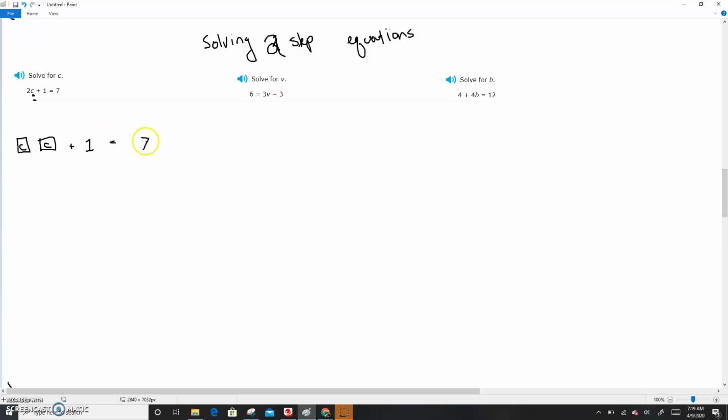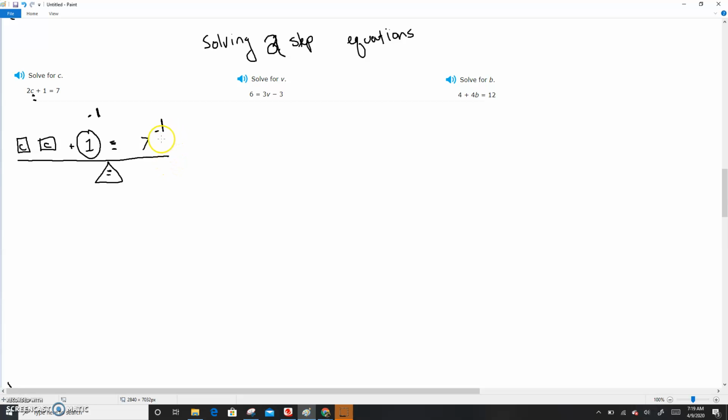We can figure out what's in each box by getting just the boxes by themselves. You can think about this as if we're solving it on a big balance. This side over here equals this side over here. That's what an equal sign means. But I want to get this c by itself. So I need to get rid of this plus 1. Well, what's the opposite of plus 1? Negative 1. So I'm going to subtract 1 from over here.